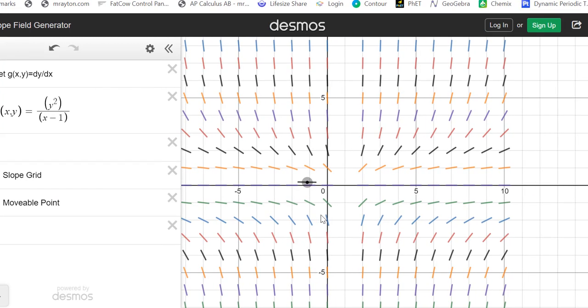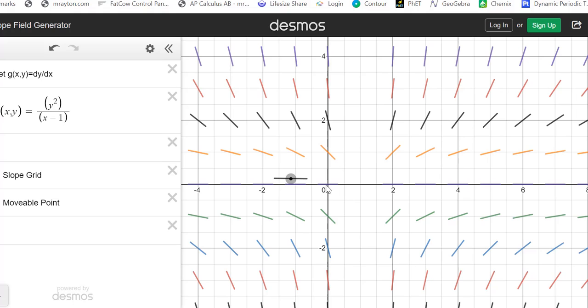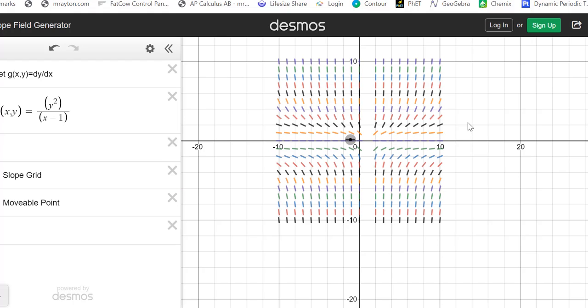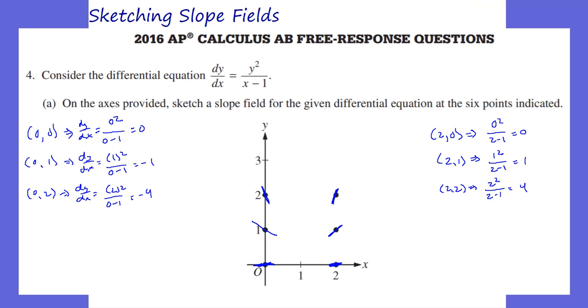You can see we're undefined here at 1. You can see this is exactly what's happening. This is what I saw: we had 0 slopes, a -1 slope, +1 slope, -4 slope, +1 slope, and it's continuing to get more and more, and that's the full slope field as it goes along. And if you had any single point, you could get your slope at every single point.